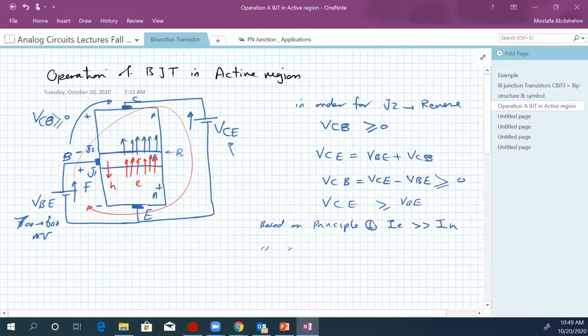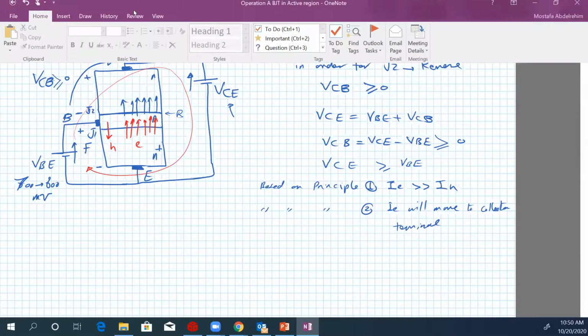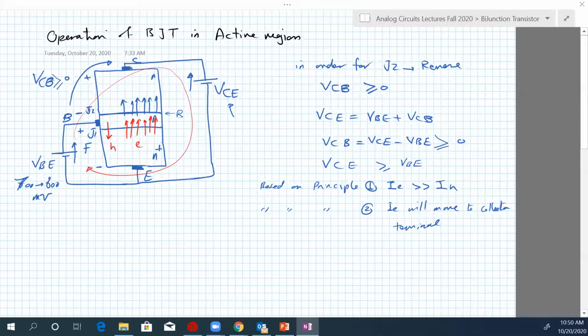So based on principle 2, most of the electrons from IE will move to the collector terminal. Let's draw that in red. Most of these will just move toward the positive polarity of the battery here. Okay. And now let's ask ourselves a question.